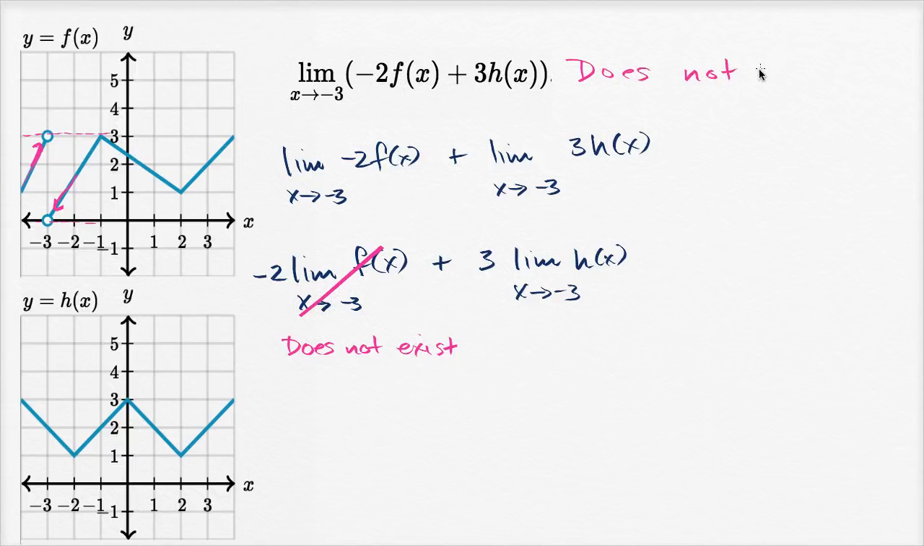The limits that it's made up of need to exist. This is a combined limit. So each of the pieces need to exist in order for, in this case, the scaled up sum to actually exist. Let's do one more.